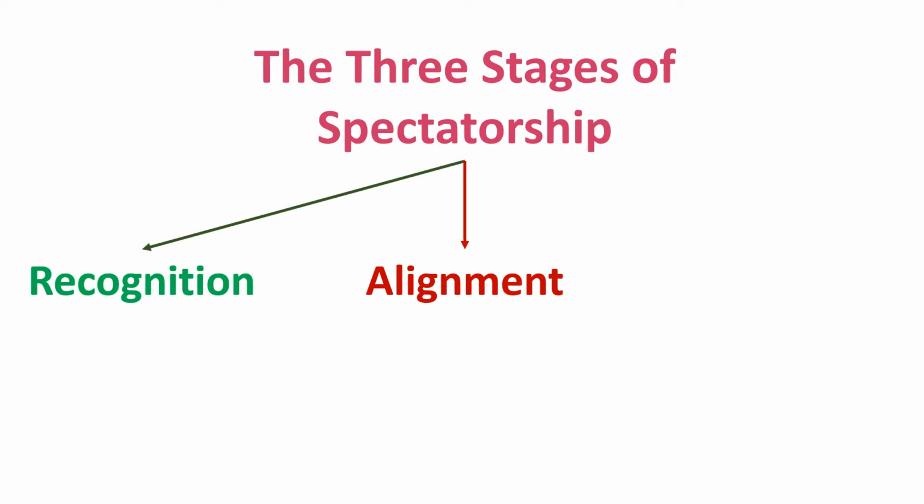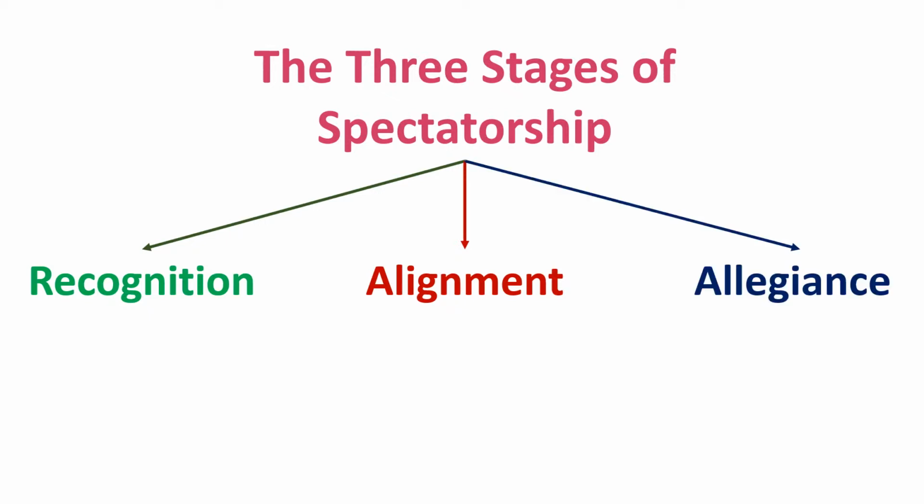With that in mind, there are three stages to spectatorship that we can explore very briefly. And if you can understand and apply these three stages or identify them in your three films, you'll be able to identify some of the reasons why a spectator may respond in a certain way. Those three stages are recognition, alignment, and allegiance.